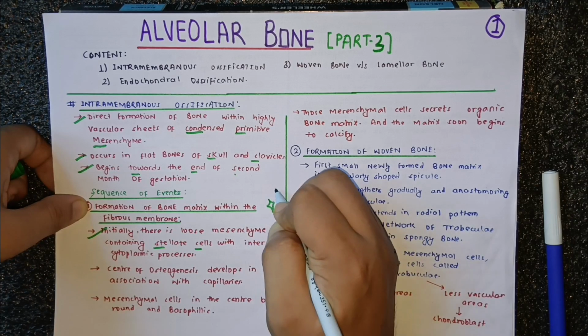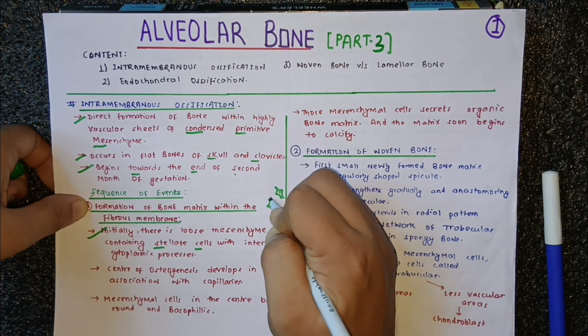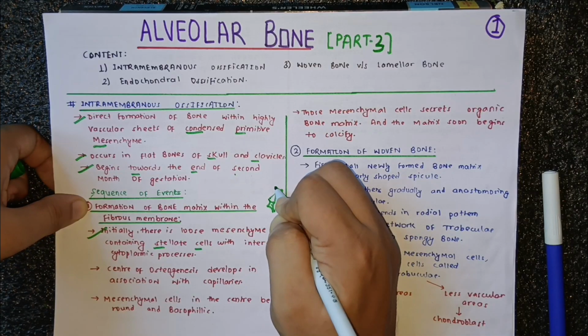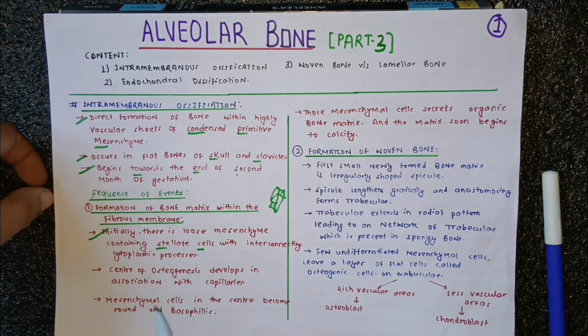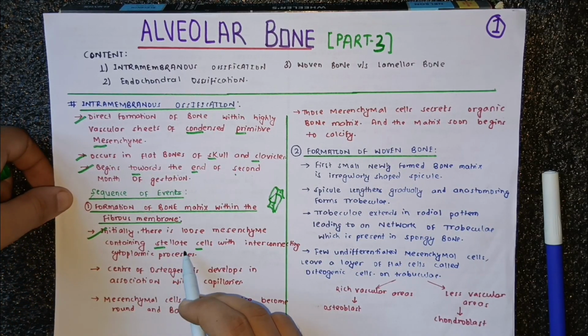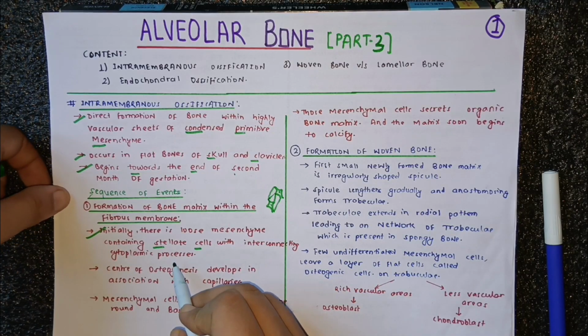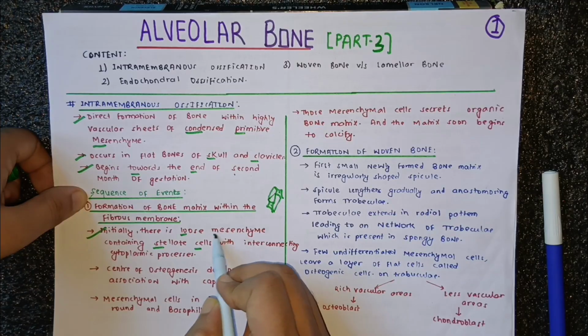So this is a stellate cell, and another stellate cell is like this, and they are connected by cytoplasmic processes. They are connected with each other, so there is a proper network between the stellate cells. These stellate cells are star-like, with interconnecting cytoplasmic processes, and they are present in this loose mesenchyme.